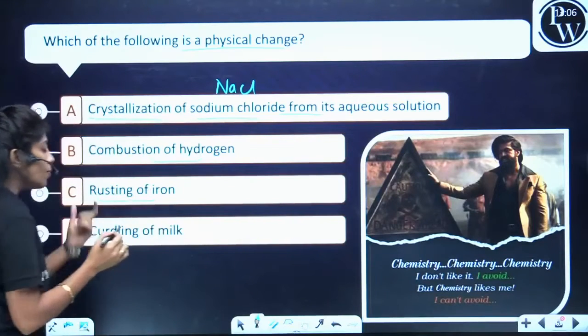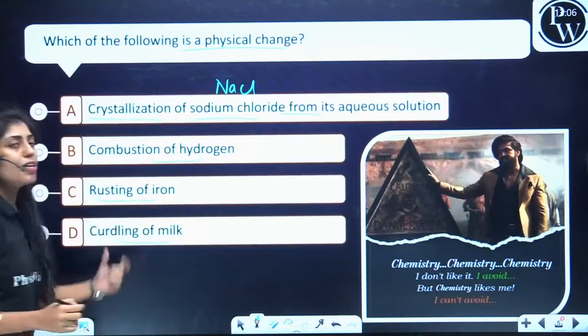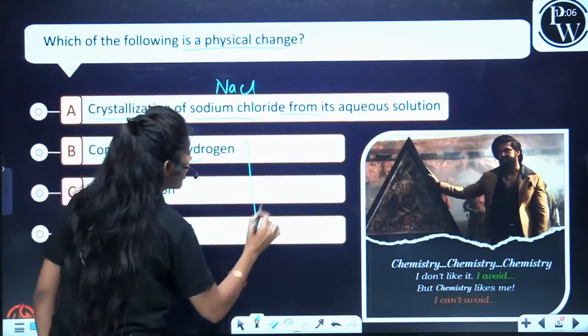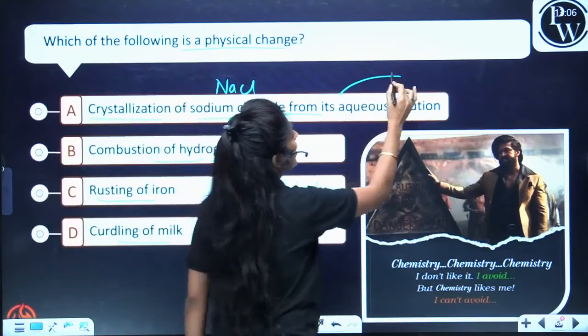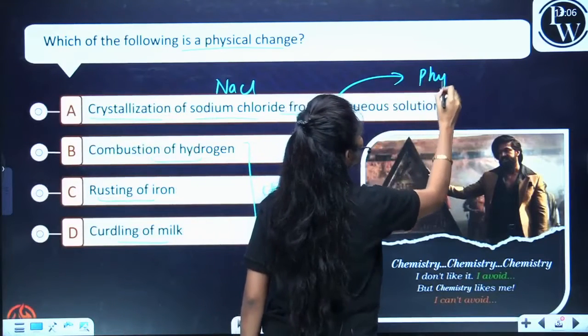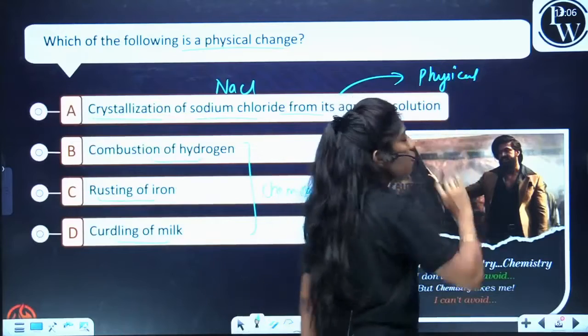Rusting of iron is a permanent change. Curdling of milk is a permanent change. So these are the chemical changes, and this is the physical one. So are we good with this answer?